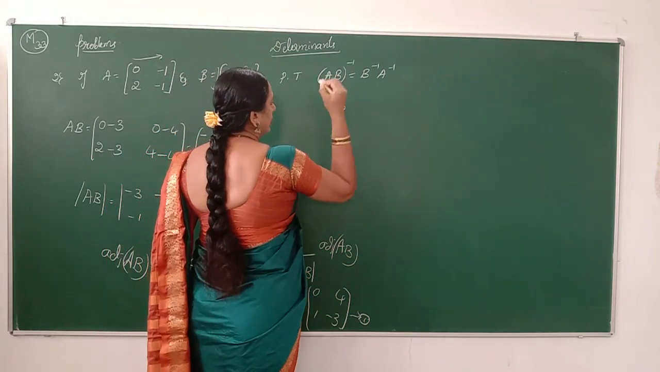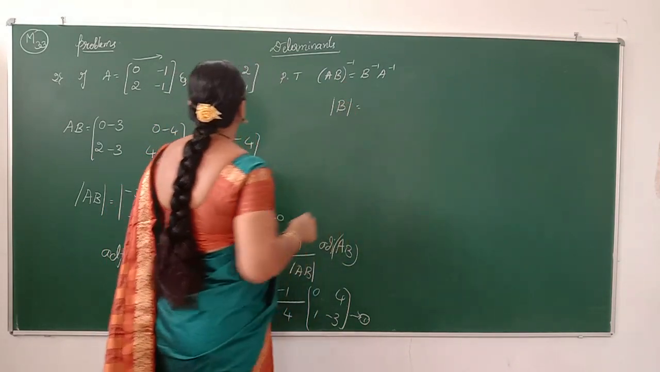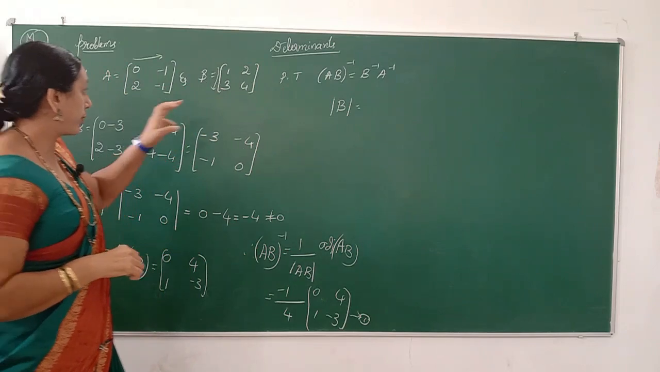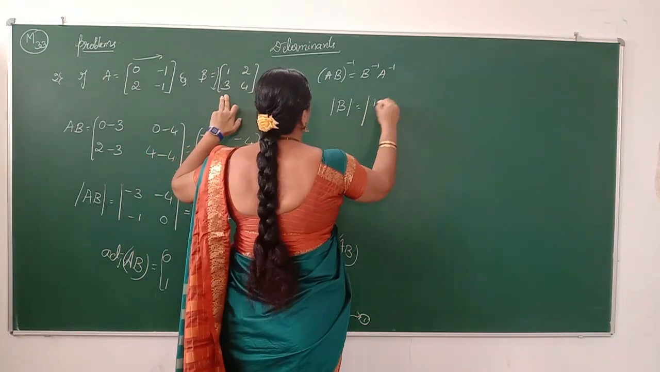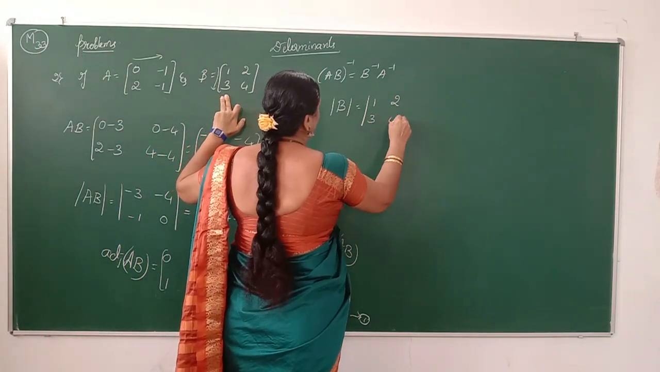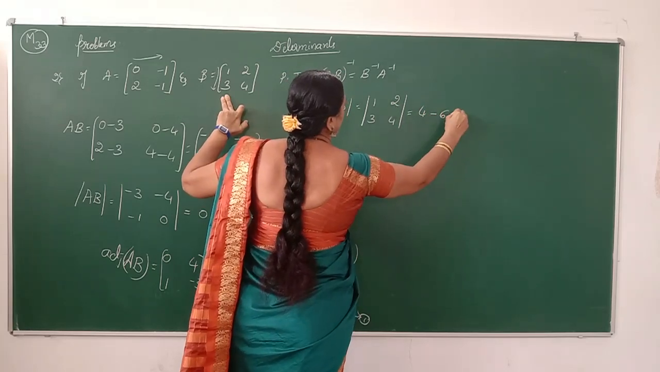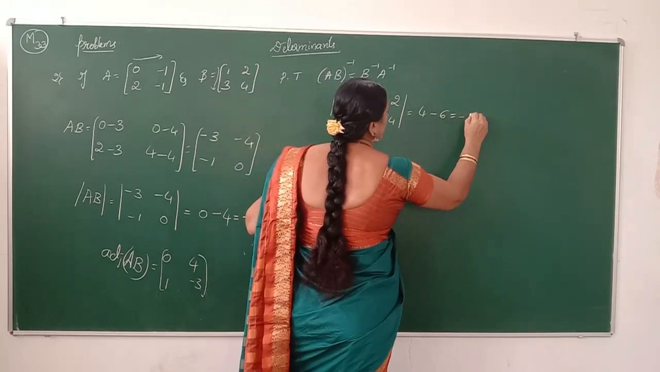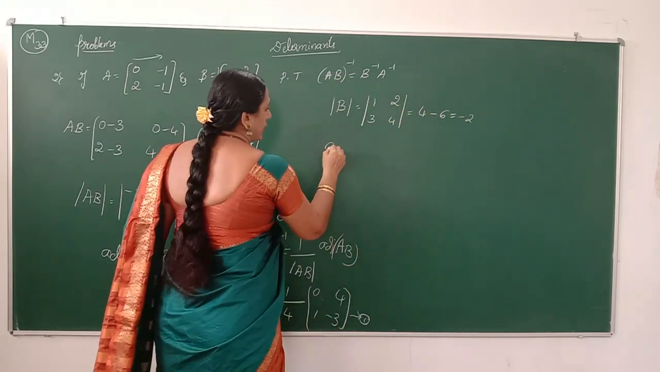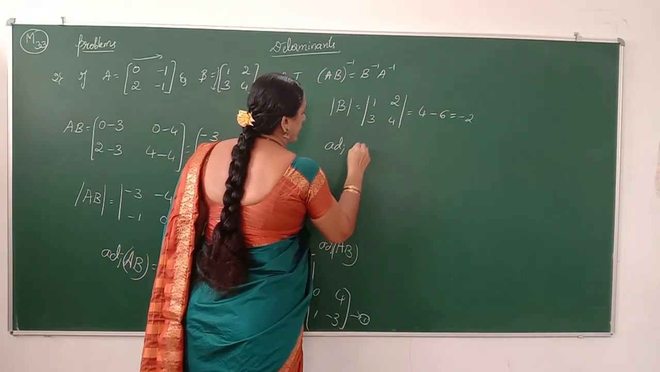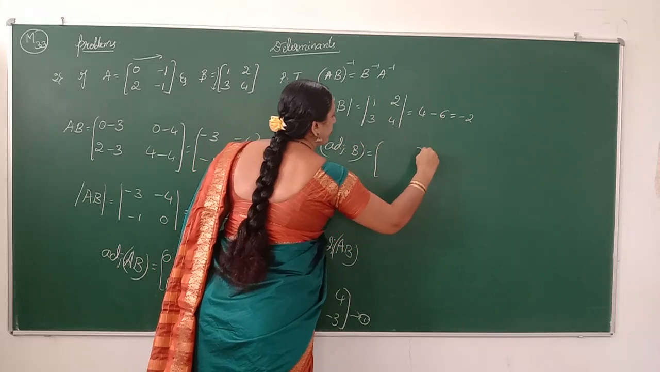Then we will consider B. Now first we find the value of the determinant of B. So the determinant of 1, 2, 3, 4: left to right diagonal is 4, minus right to left diagonal is 6, 4 minus 6 is minus 2. Then the adjoint of B.